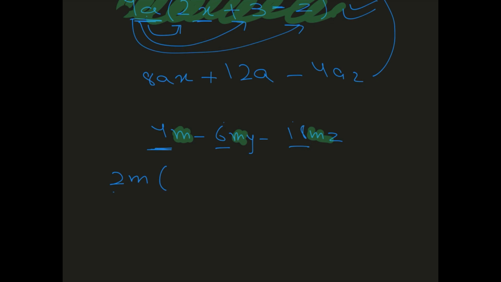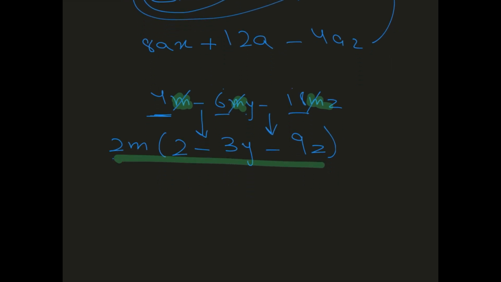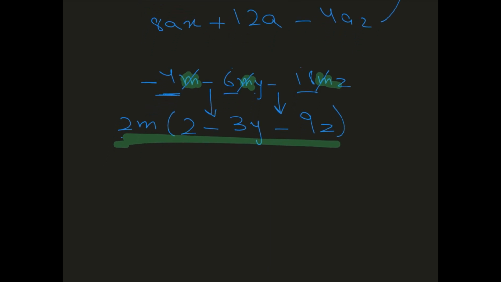And then you have taken the m common, so cancel that out for a minute. Now 2 times 2 is 4, so you'll just write 2 over here. The minus sign gets copied over here. Now 2 times 3 is 6, and you are left with y, so you'll copy down y. The minus sign again gets copied down. Now 2 times 9 is 18. The m got cancelled out, and the z is copied. So this will be our factorized expression.